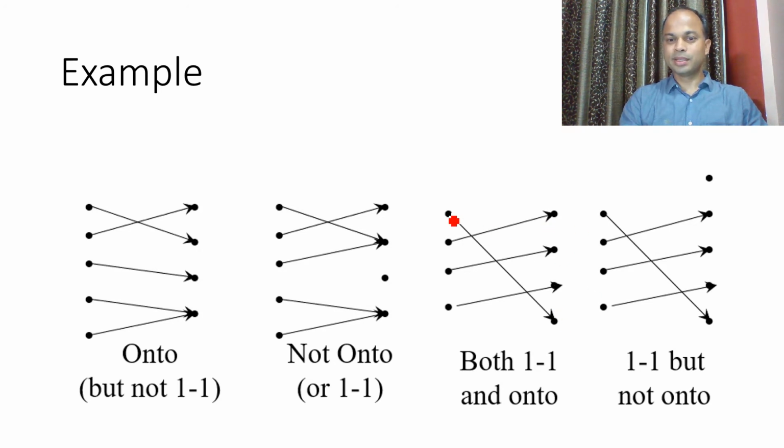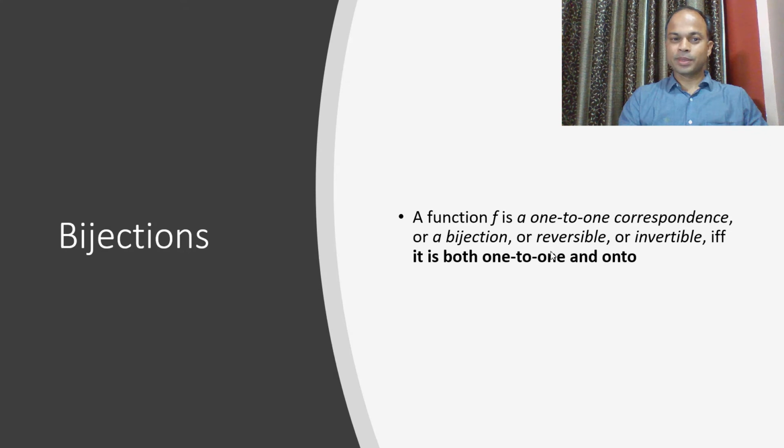Moreover, this is also one-to-one because all the elements of set A are mapping to different elements of set B. Therefore, this particular combination is one-to-one and onto. If we talk about the bijective function, then a function that supports the one-to-one and onto properties is called a bijective function. And a bijective function is also a reversible or invertible function.